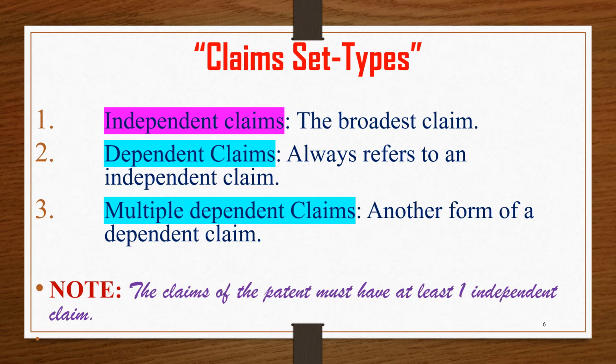Fine. Also, friends, just note one thing: the claims of the patent must have at least one independent claim. Just remember this. At least one independent claim must be there for a patent.